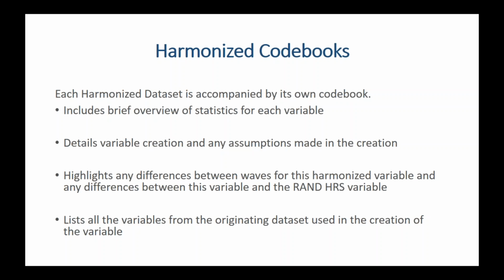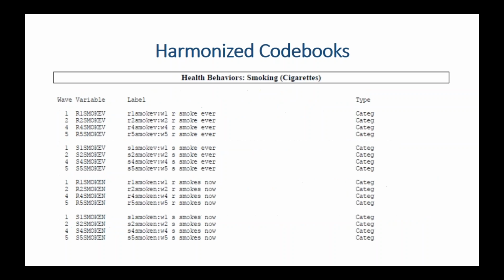We highlight any differences between waves for this harmonized variable and any differences between this variable and the RAND HRS variable. We use the RAND HRS as our basis for comparison between different studies. And we list all the variables from the originating data set used in the creation of the variable. And again, this is part of our personal push towards transparency. So if you perhaps disagree with how we decided to create this variable, you have a starting point of the list of all the variables used.